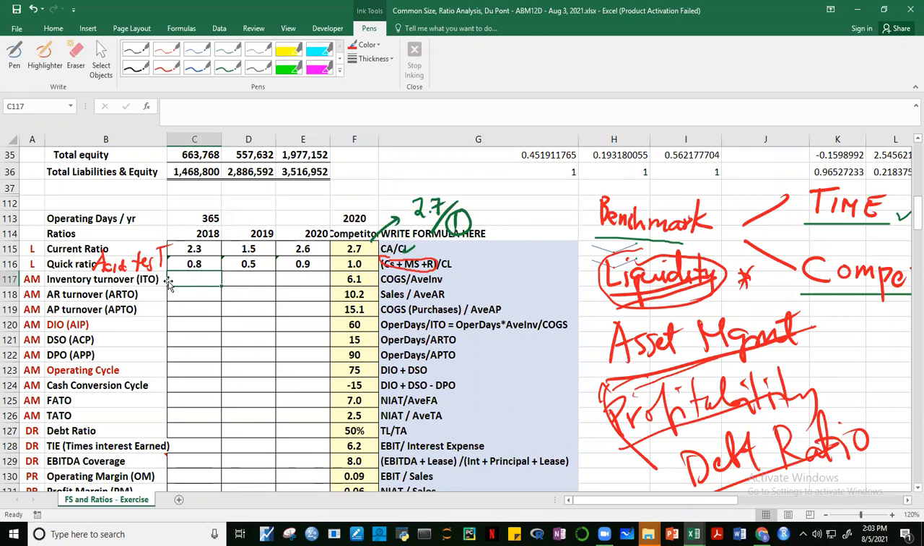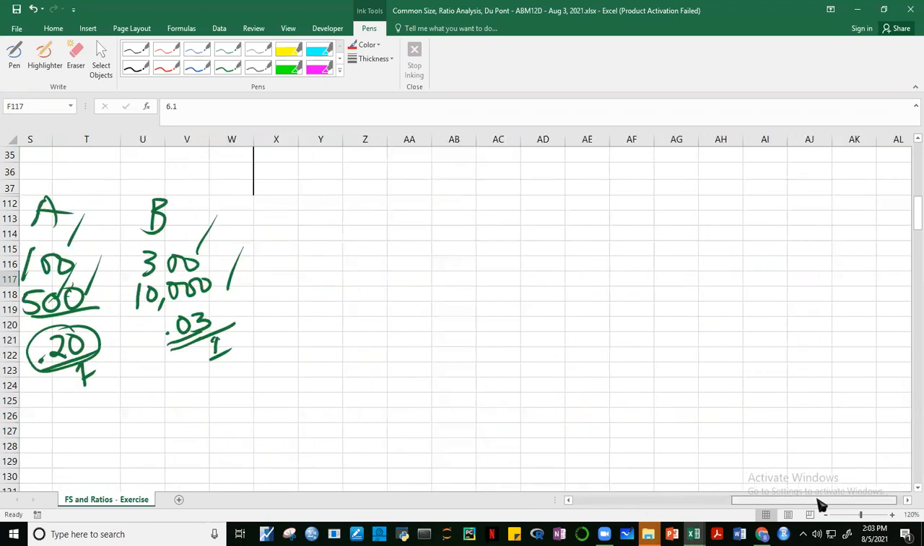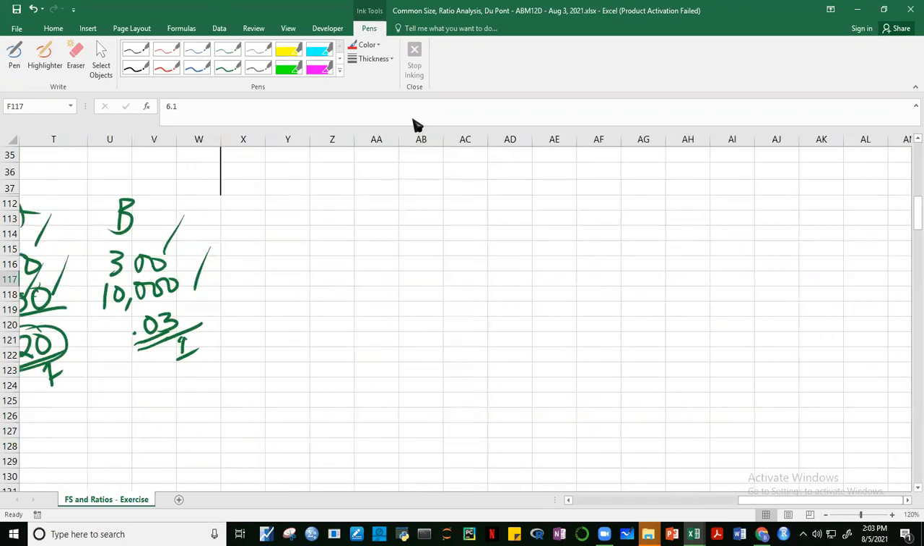Okay, so let's go to asset management ratios. Okay, the first one we're going to look at is inventory turnover, ITO. And then si competitor natin may 6.1, no? 6.1 na inventory turnover. Ano ba ibig sabihin ng inventory turnover? So let me illustrate that first. What do you mean by ITO, inventory turnover?